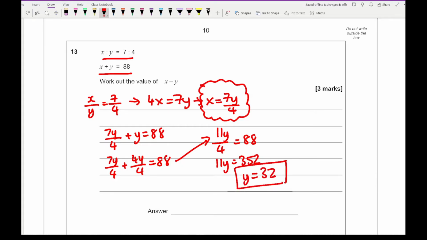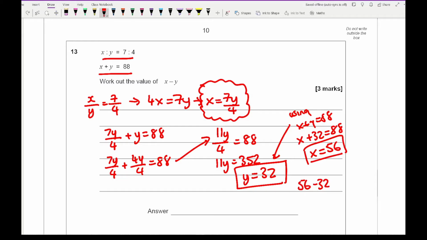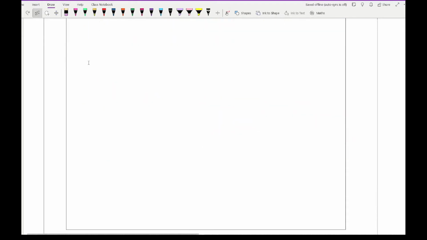Now if y equals 32, then using x plus y equals 88, I get x plus 32 equals 88. So x equals 56. And then taking away those two numbers, 56 minus 32 gives me a final answer of 24. Now I've probably gone the really long way of going about this, but where you'd get the marks is 1 mark for getting y equals 32, 1 mark for x equals 56, and 1 mark for your final answer.